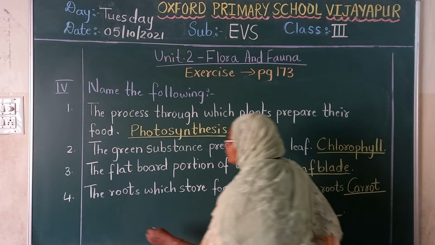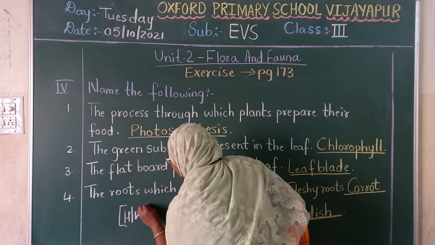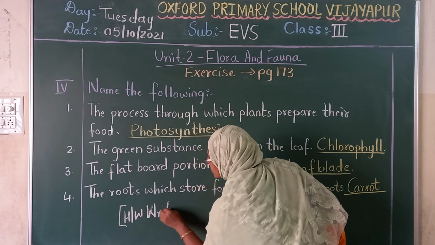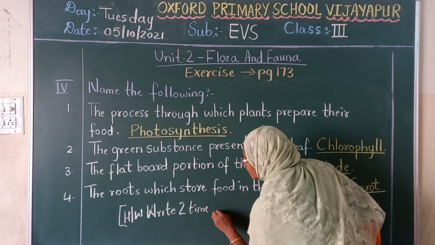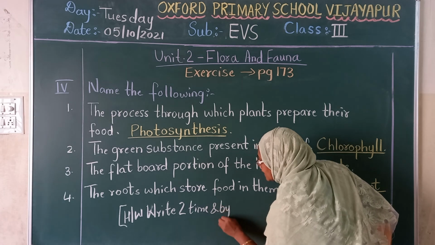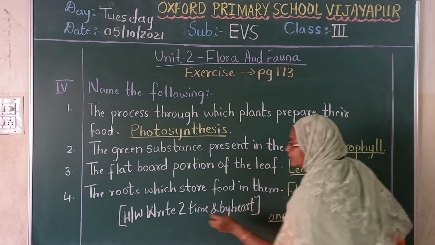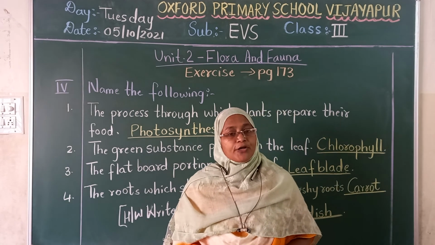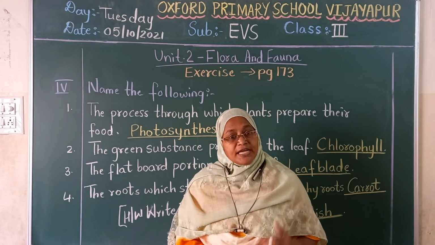So children, note down your homework. Your homework is, you have to write 2 times and learn by heart with spelling. So children, do your work on time. Send it to us as soon as you complete your homework, and you have to be updated, be present, send your work.